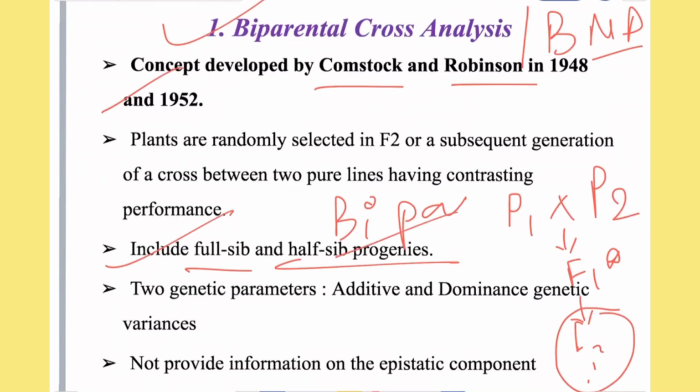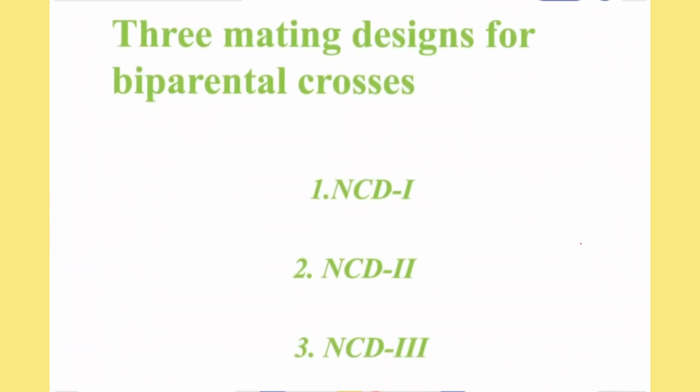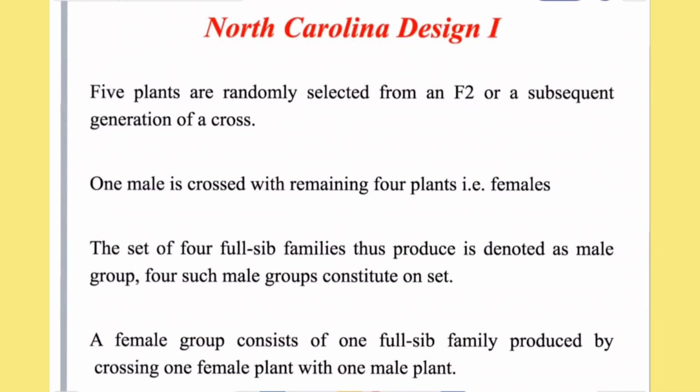The biparental cross analysis gives information about two genetic parameters, additive and dominance. It does not provide any information about the epistatic components like additive x dominance or dominance x dominance genetic parameters. Biparental cross analysis includes three types of mating design: NCD1, North Carolina Design 1, NCD2 and NCD3. Let's come to the first mating design, North Carolina Design 1.